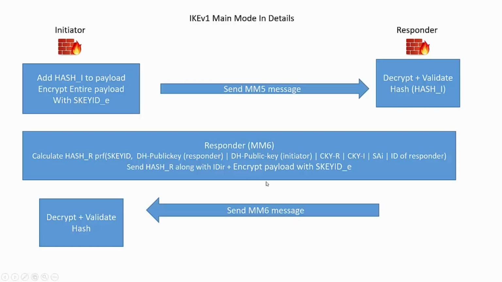And then, the initiator will decrypt and validate the hash. How is it going to validate the hash? It has the Diffie-Hellman key for the responder, and for the initiator. It has the cookie for the responder and the cookie for the initiator, the security association, and it has the ID of the responder. It has all the values that it needs to validate the hash. This would complete phase 1. We will discuss more in the next lecture.